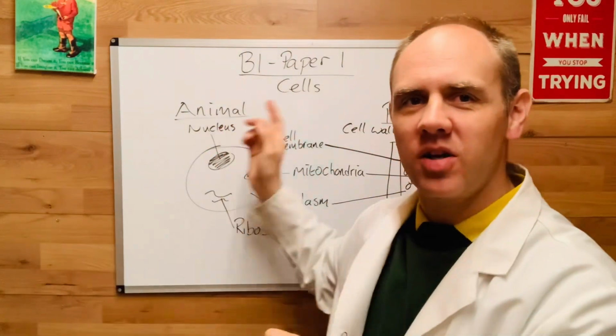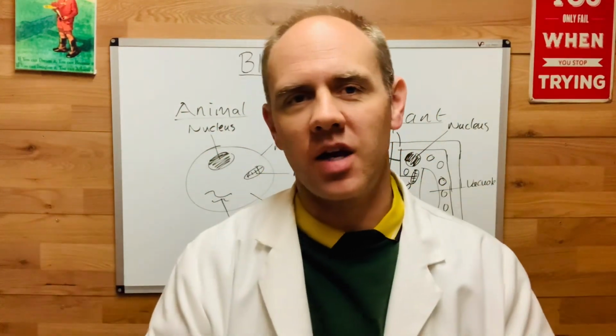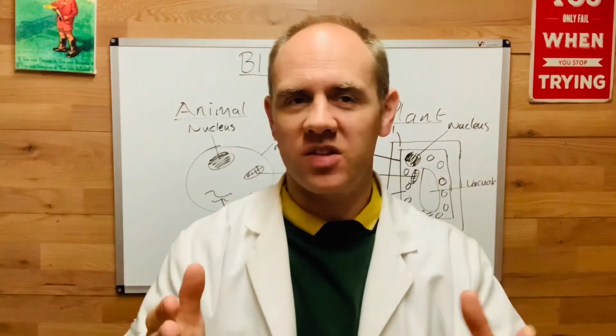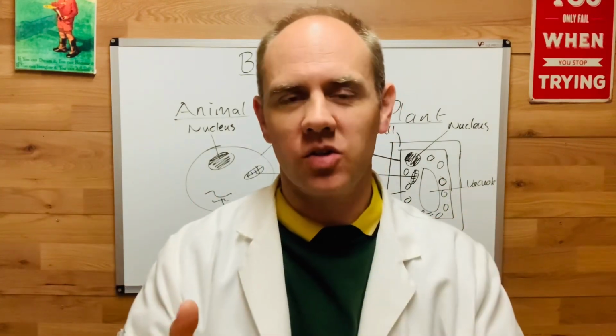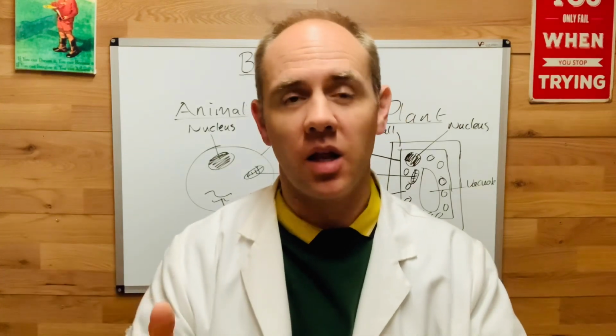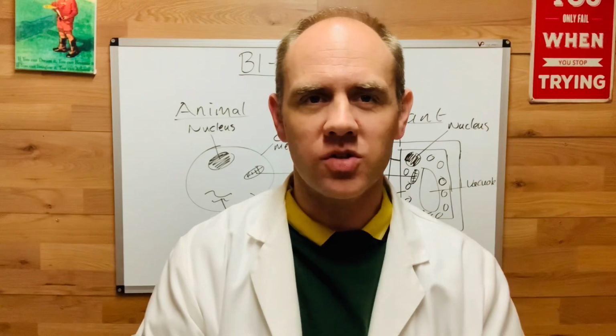Today we're going to be looking at B1, paper 1, cells. Behind me I've got a diagram that I've drawn. Anybody can draw a diagram to help them revise, and I recommend that you do because it helps you with your memory skills, but also identifying what's where and what should be on a cell and what should not be on a cell. There are two types of cell that you need to know, the cell organelles.